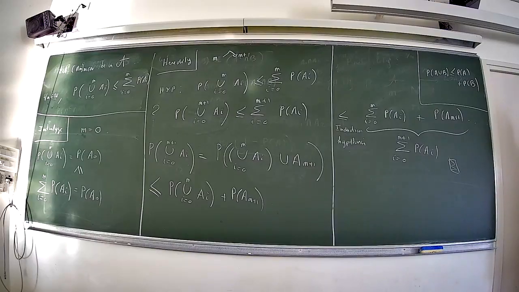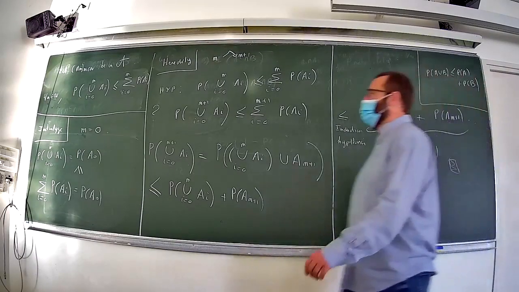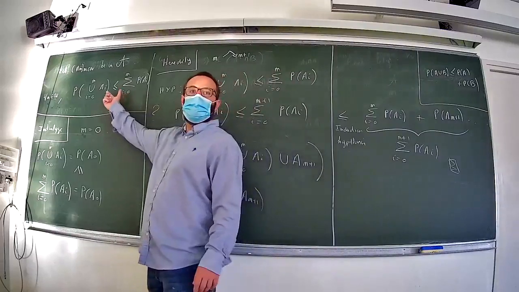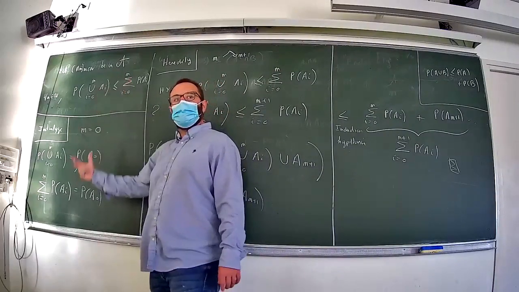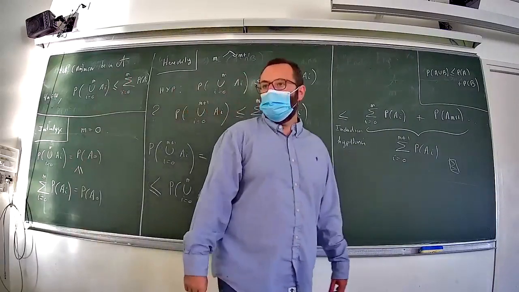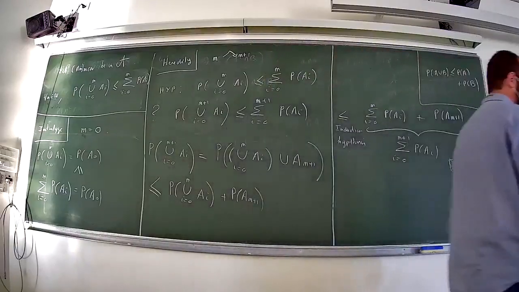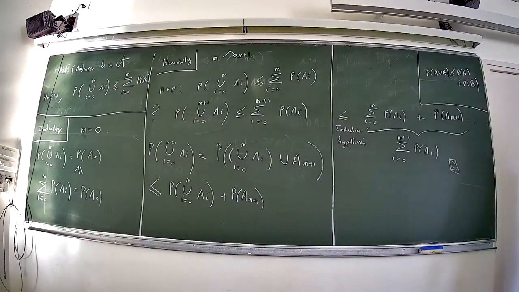So when you do this, you have proved that for any n you have the inequality you want, because I have proved it doing an induction reasoning. So I prove it for n equal to 0, I suppose it for n, and I prove it for n plus 1, and I have my result.